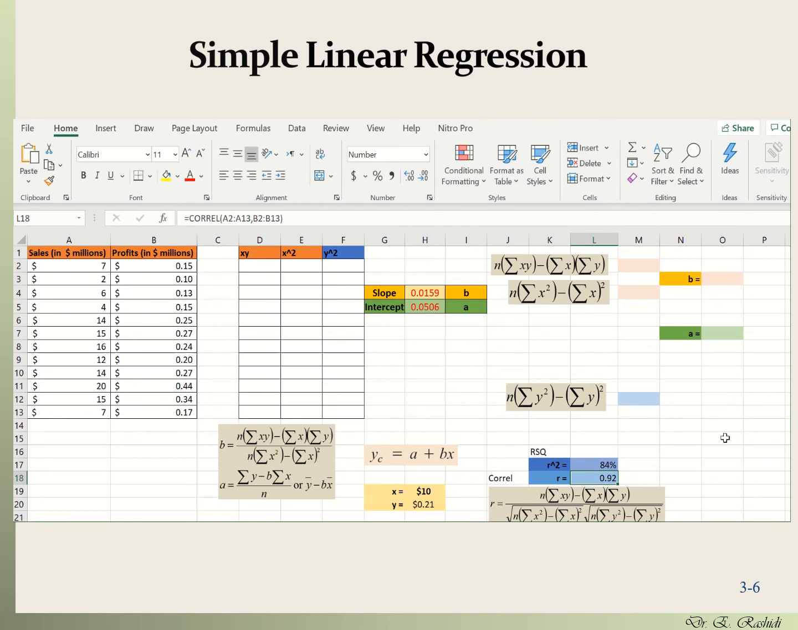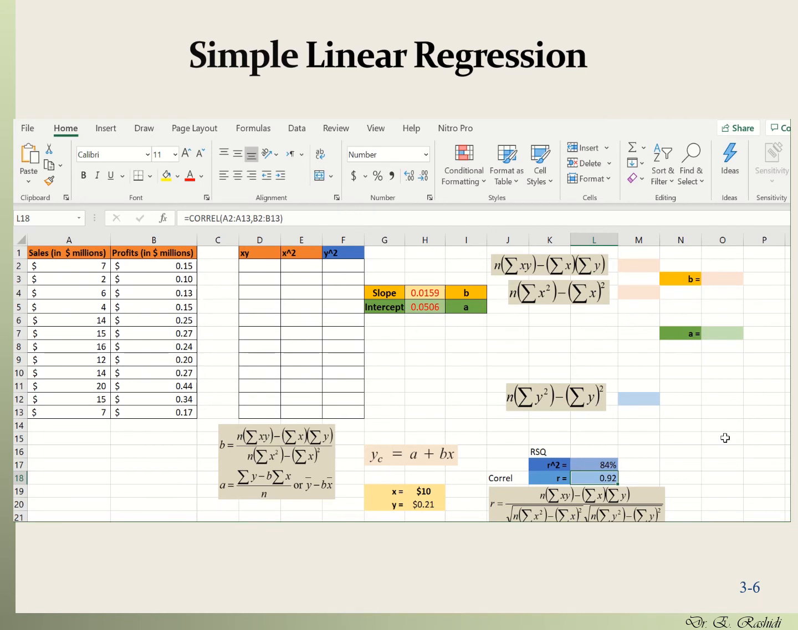What does this mean? So this means that 84% of changes in profit can be described by changes in sales. That means that your model is capable of estimating the changes in profit based on sales values 84% of the time, or the 84% of changes can be described by the changes in sales.